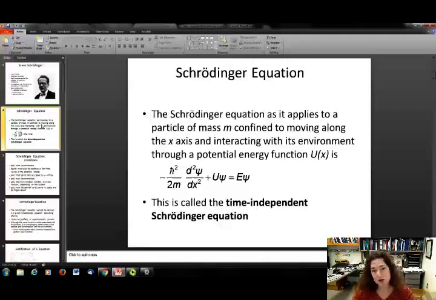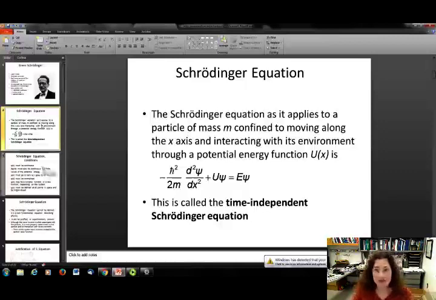And it's a particle subjected to a steady state, or non-time dependent, potential energy U of x. So this is the time independent Schrodinger equation. Now, of course, there's a time dependent Schrodinger equation, and there's a 3-dimensional time dependent Schrodinger equation, but we'll talk about those a little bit later.